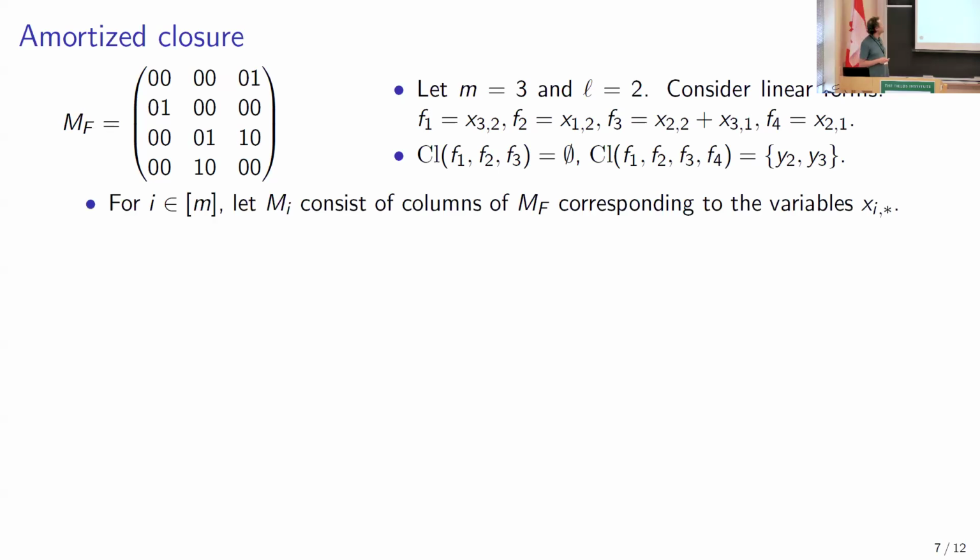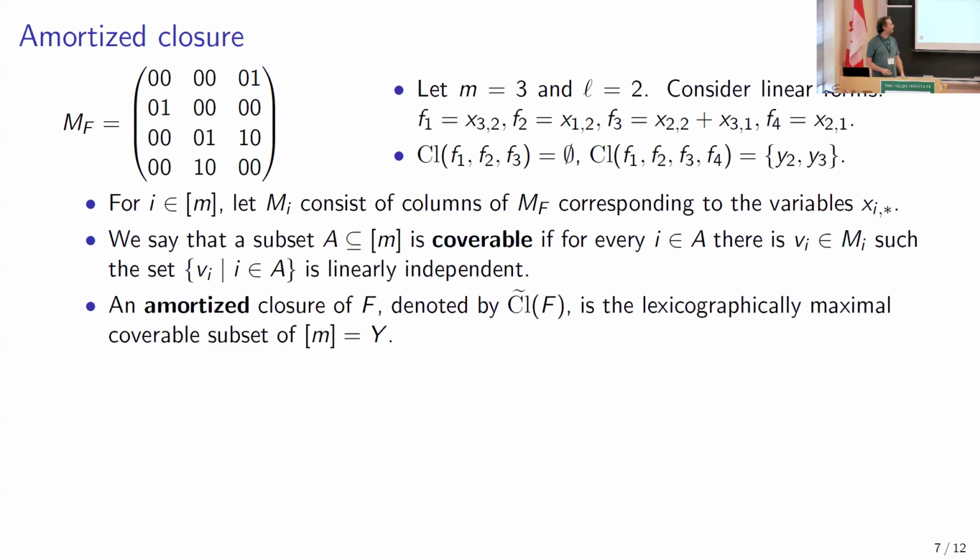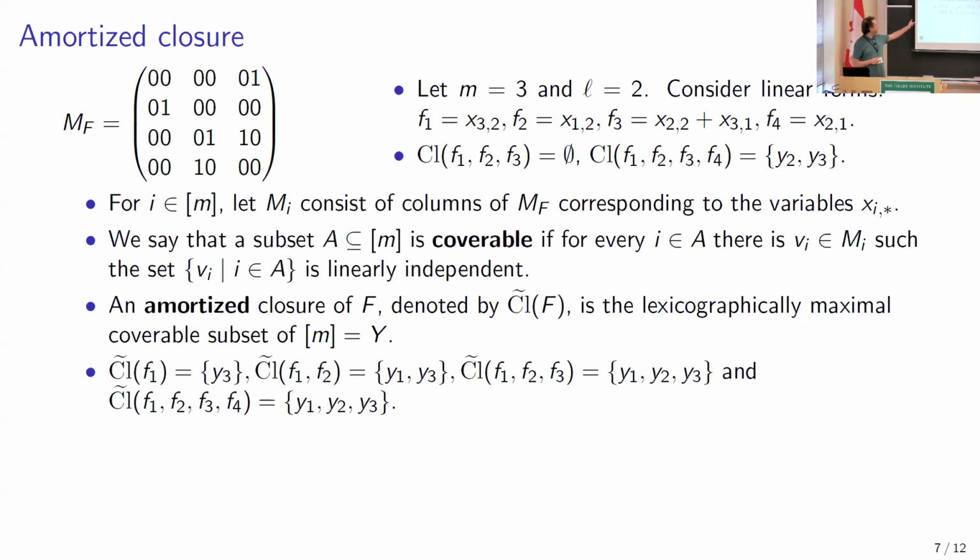And the amortized closure is defined as follows. Let M_i correspond to the set of columns from the i-th block. We say that a set of blocks, or set of unlifted variables, A is coverable if for every block from the set A, we can choose a column such that all these columns are linearly independent. And the amortized closure is the lexicographically maximal coverable subset of the set of blocks. And in these examples, you can see that adding one linear form will increase it by at most one variable.